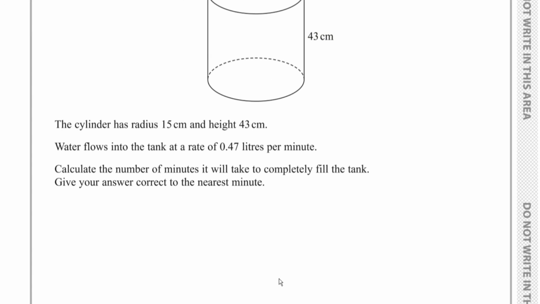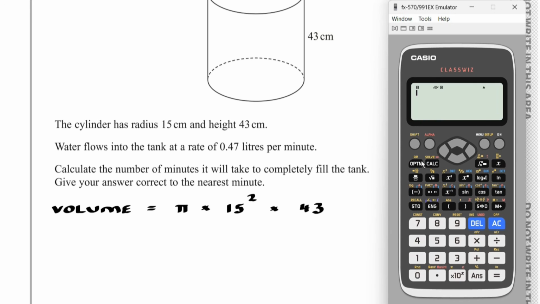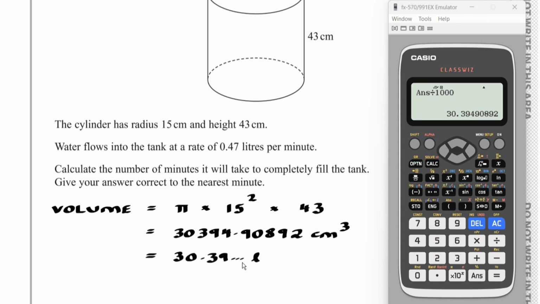So the first thing we need to do is find out the volume of the cylinder. The volume is equal to pi multiplied by 15 squared, so that's the circular base, and we multiply this by the height of 43. So if I work out what this is equal to, pi times 15 squared times 43 is 30,394.98, etc. So this is in centimetres cubed. Now here we've got units of litres, so if I divide this by 1,000, the volume is therefore equal to 30.39, etc.